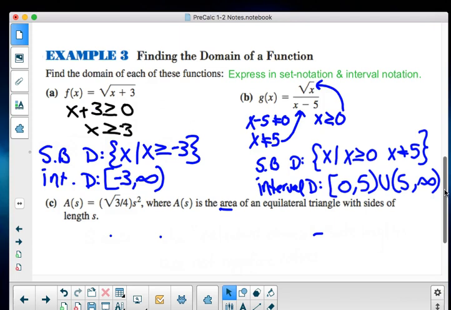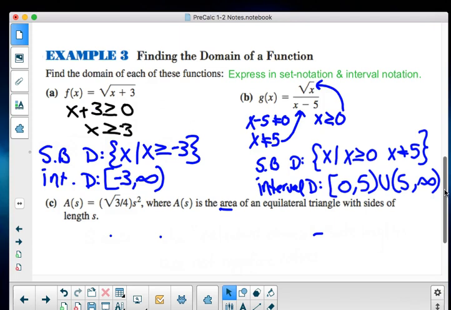Now, in C, I want to emphasize that that is not A times S. That's A of S. It's in function notation. I know we're used to seeing f of x or g of x, but A of S is equal to the square root of 3 over 4 times S squared. A of S is the area of an equilateral triangle with sides of length S.